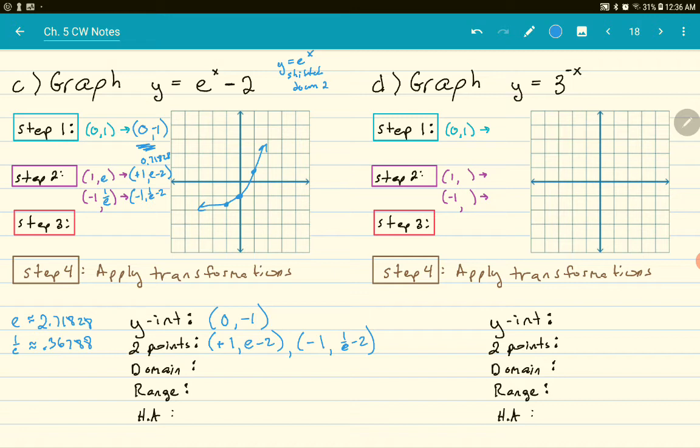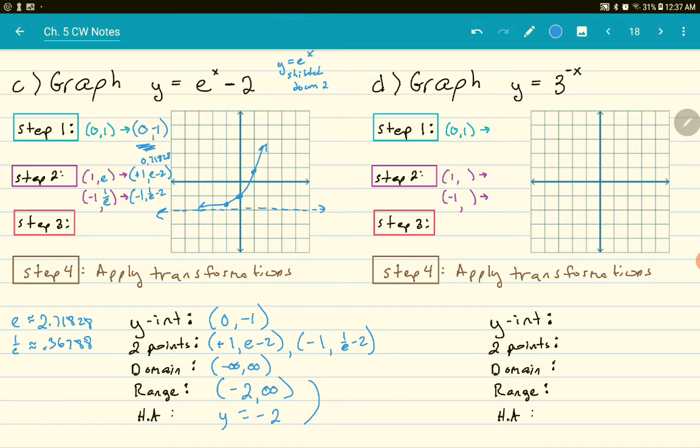And our domain is still the same because left to right we still go from negative infinity to infinity. So vertical or horizontal shift, that's not going to change. But the range does, because my horizontal asymptote also shifts down 2 units. So now that I have a horizontal asymptote at y equal to negative 2, that means my range will start at negative 2 and go up to infinity. So a little bit different from the horizontal shift, with the range changing and the horizontal asymptote changing.